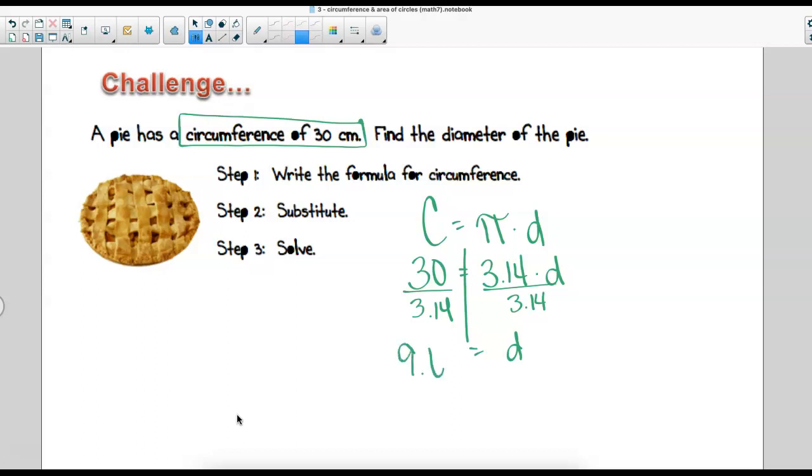9.6. And we should label it centimeters. On every problem where we get a big long decimal, you're going to round to the nearest tenth. So the diameter is 9.6.